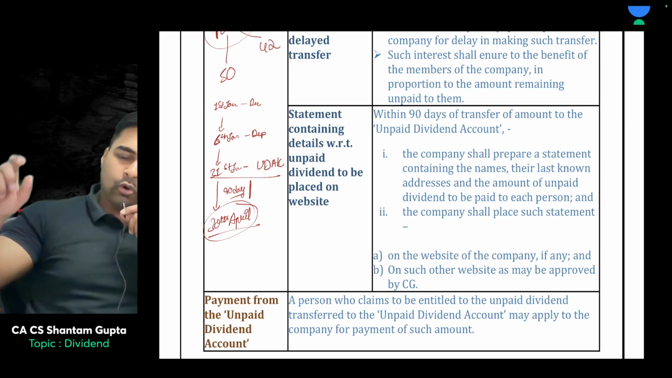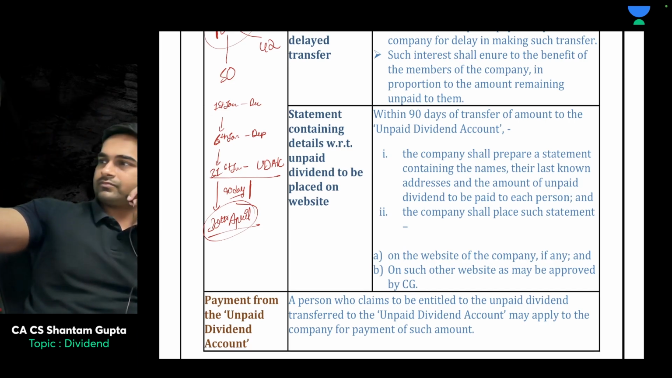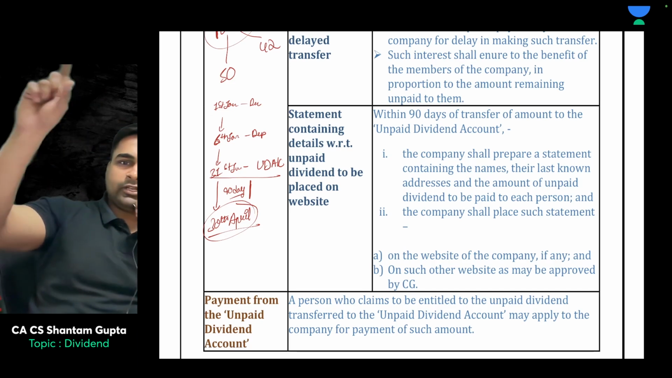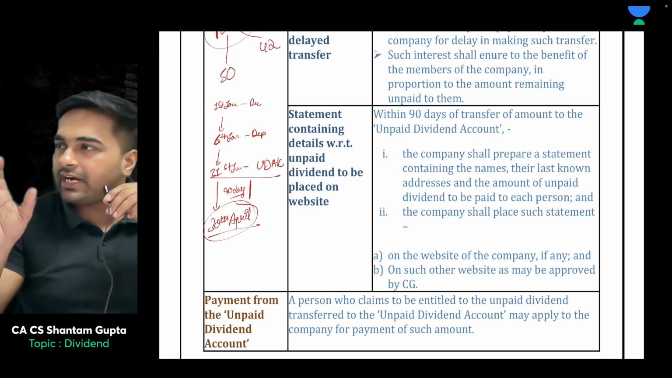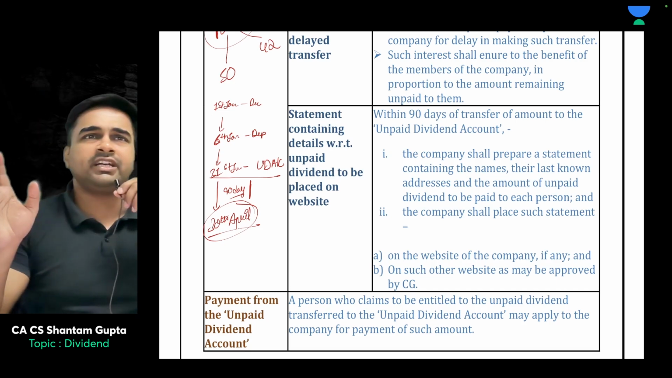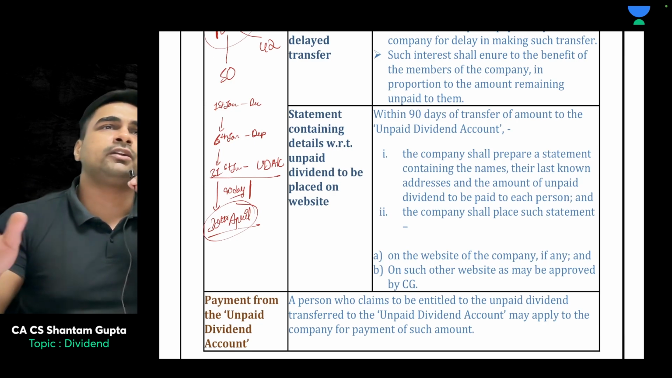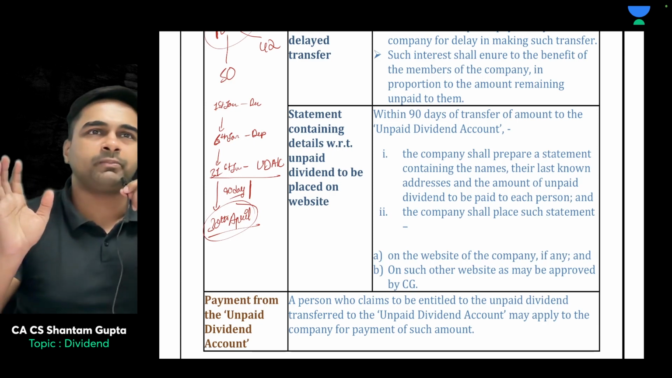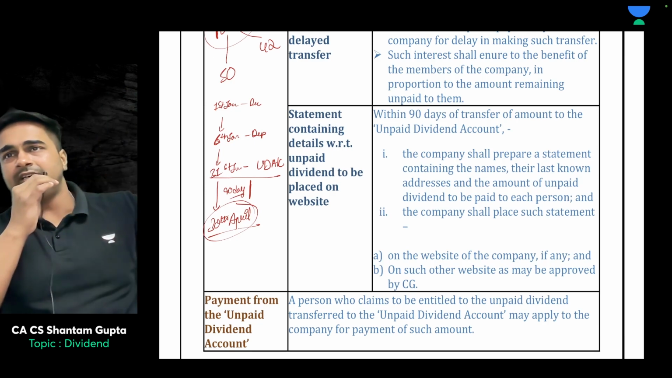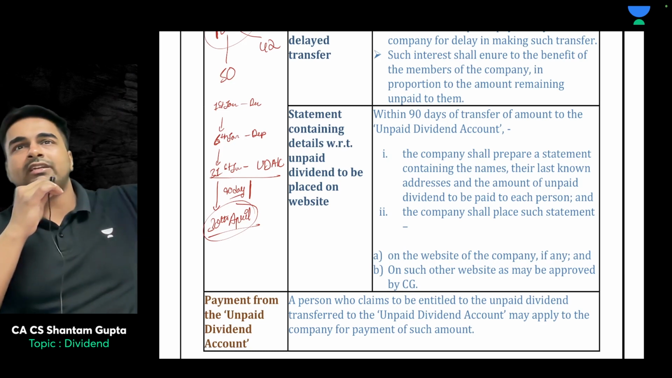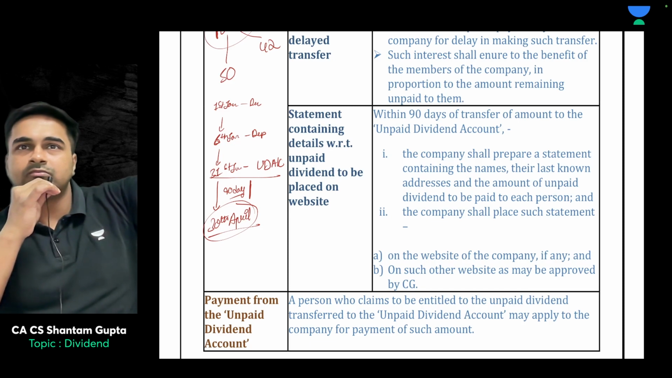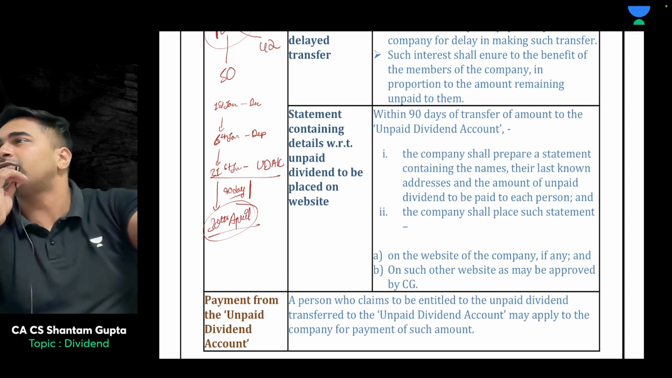So what will the company do? The company will host it on its website. If it has a website, it will put it on its website that this particular person has not collected dividend, or on any other website as well. If it is a government company, it will put it on the website of the government company itself, or on the MCA website, a list of people who have not collected dividend.